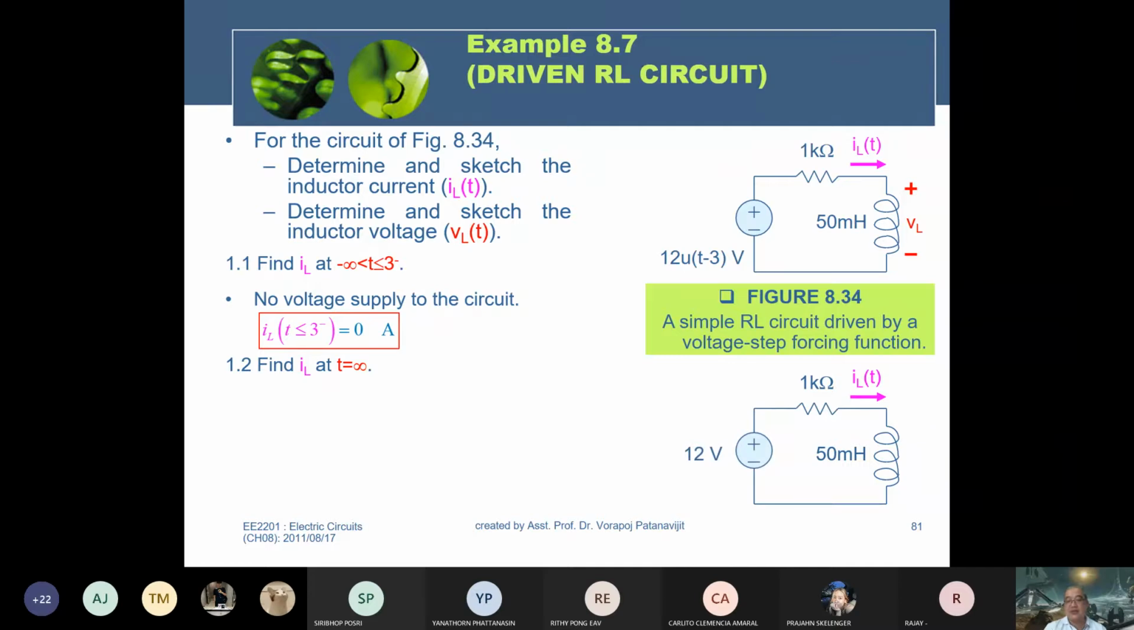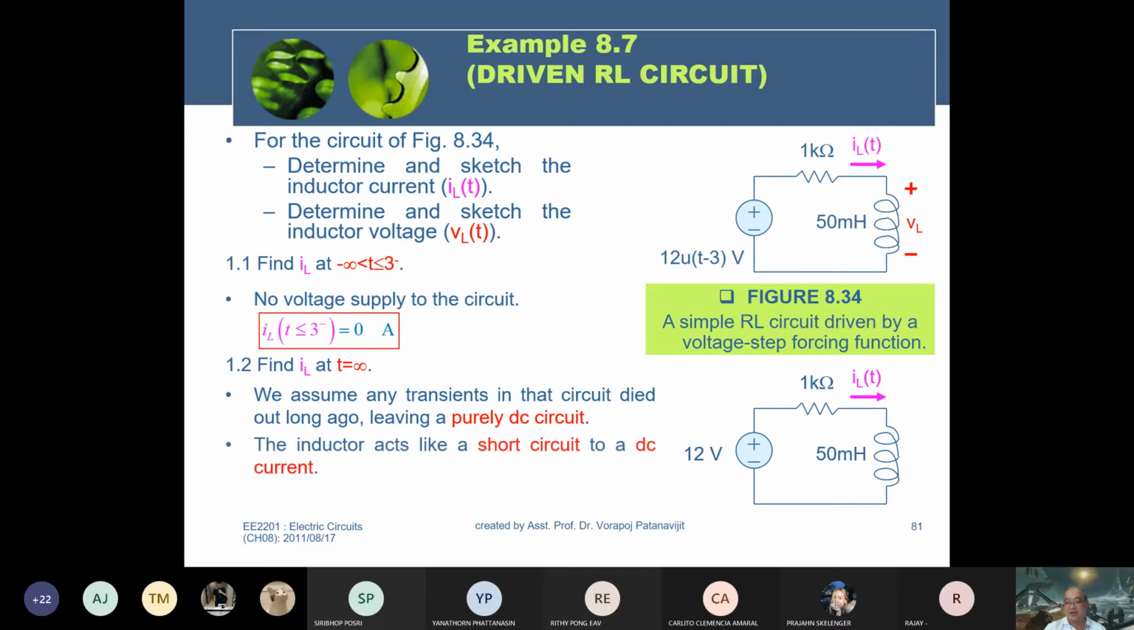Now for the second step, you determine the inductor current at time infinity. At time infinity, the source has been activated for a long time, so it's not 0 anymore. The inductor is driven by the source for a long time until it is fully charged. If it is fully charged, it performs like a short circuit. We assume any transient in the circuit died out long ago, leaving a purely DC circuit, and the inductor performs like a short circuit. Therefore, you can compute the inductor current very easily.